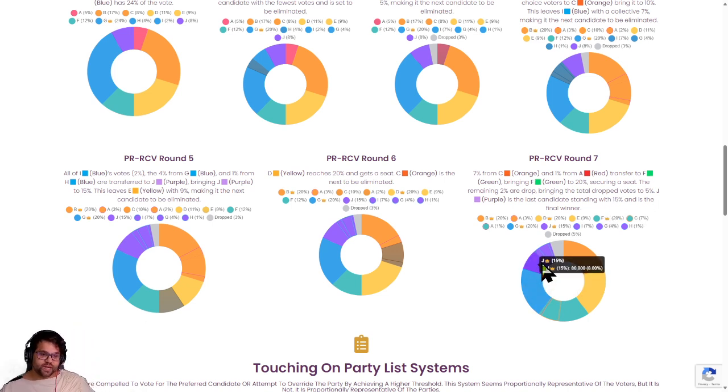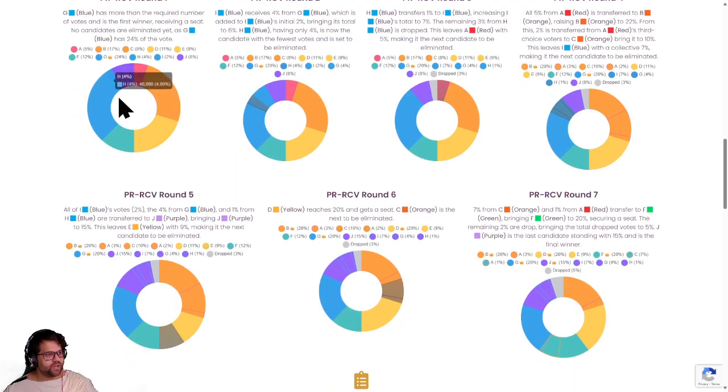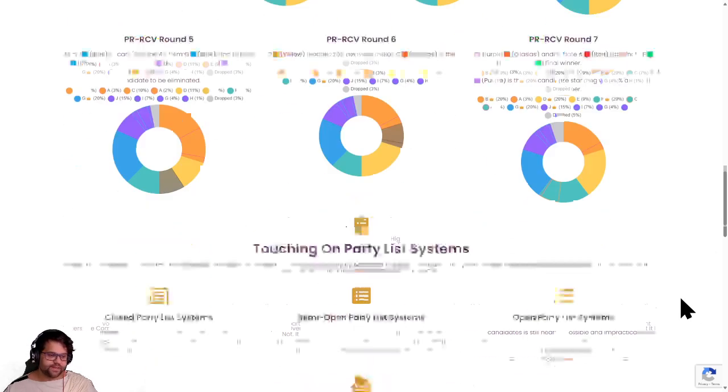Now, even though they didn't get 20%, because there were no candidates remaining, they achieved what was necessary in order to clinch the final spot that was left, and that's how you get your 5. And so you can see, if we start here from round 1, looking here, we can see that your rainbow pie pretty much matches your rainbow pie at the end.